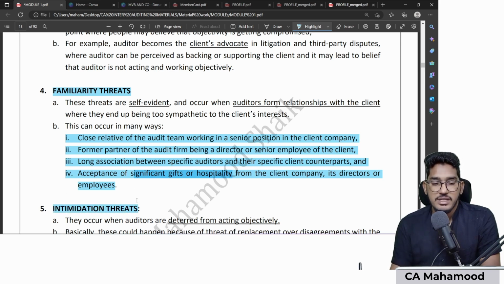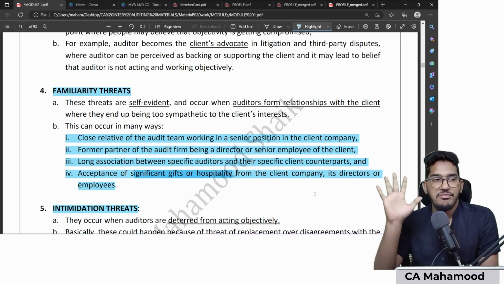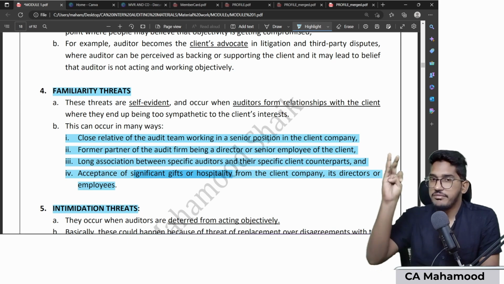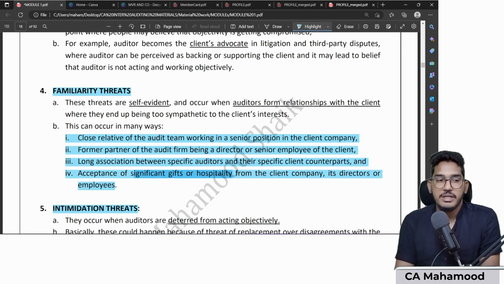And then finally we have the intimidation threat. As the name itself says, the auditor wants to act independently, but he is being prevented from acting independently by way of blackmailing, threatening, or bringing pressure on him to reduce the audit fees. That we call an intimidation threat. So these are the five threats to independence, which are identified by IFAC, the International Federation of Accountants. What are the five threats? Self-interest, self-review, advocacy, familiarity, and intimidation threats.